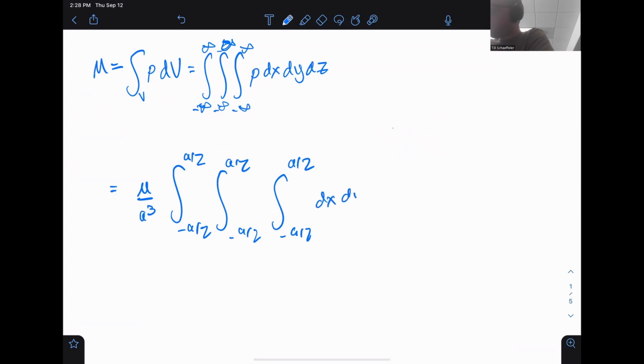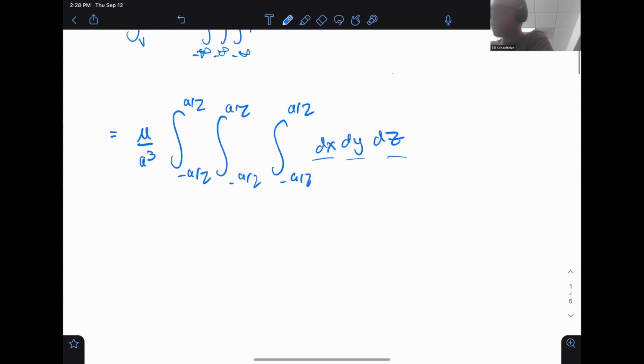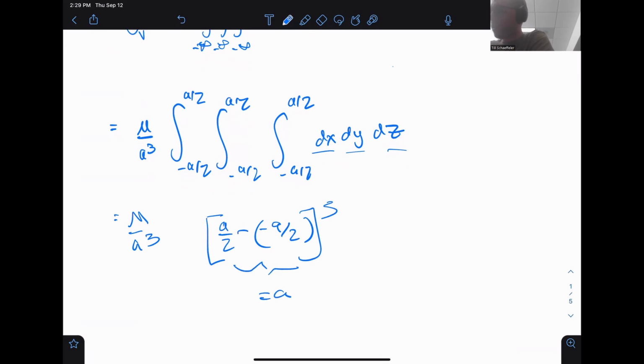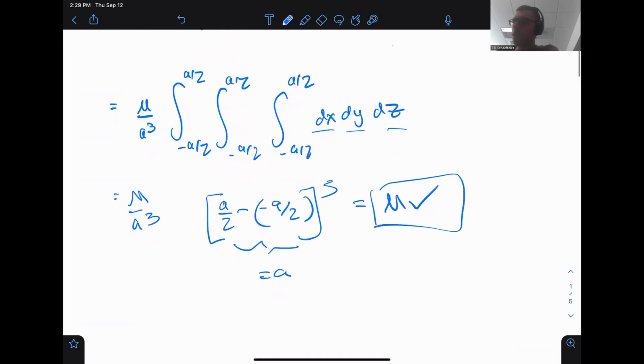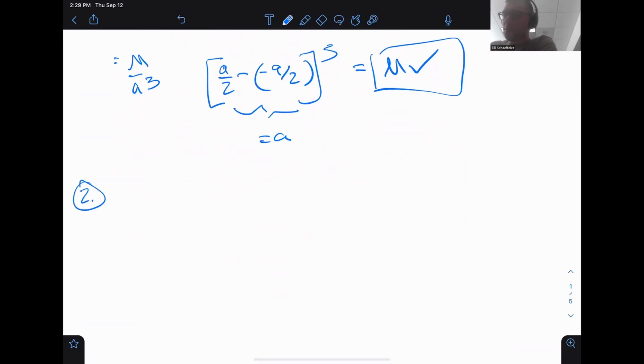None of these integrals depend on x, y, or z, so they're all the same. So I'll just do one of them: the integral over x from negative a over 2 to a over 2 is a over 2 minus negative a over 2, which is just a. We have that same integral 3 times, so m over a cubed times a cubed gives you back m, which is exactly what the problem wants us to do. Now, number 2, we have to solve for the moment of inertia tensor again.